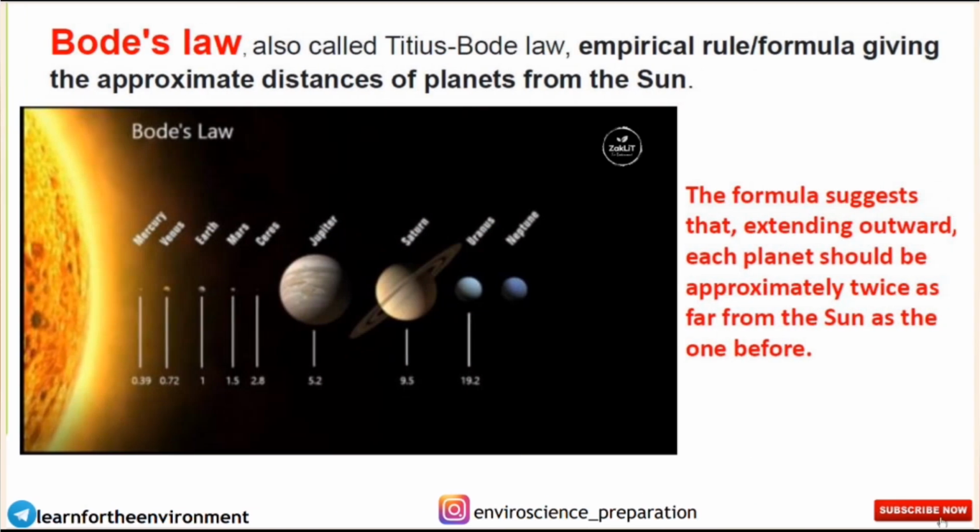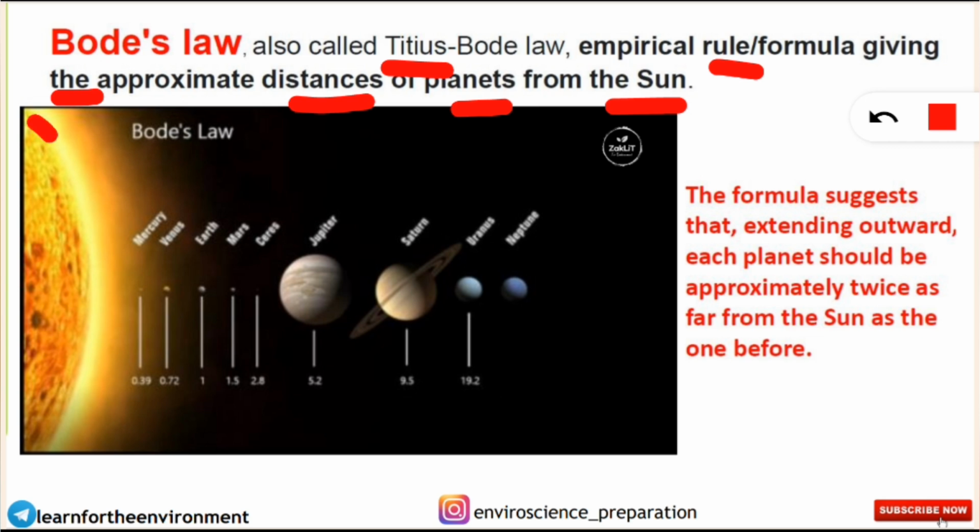Next is Bode's law, sometimes you can call it Titius-Bode law, which is named after the scientist. It is an empirical rule or formula giving the approximate distance of a planet from the Sun. Yes, from this formula we come to know the distance between the planet and the Sun.